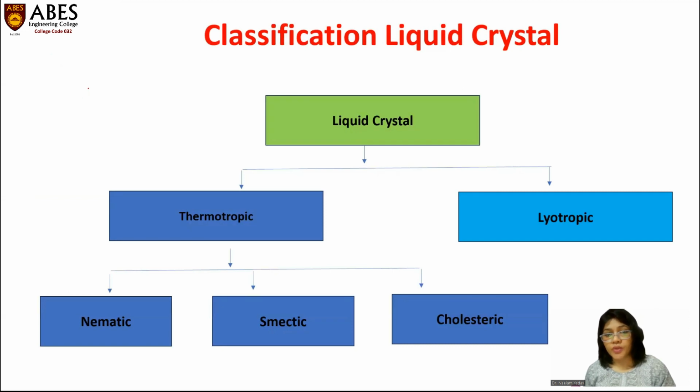Now, classification of liquid crystal: liquid crystals are classified into two forms, thermotropic liquid crystal and lyotropic liquid crystal. Further, the description of thermotropic liquid crystal is given as nematic liquid crystal, smectic liquid crystal, and cholesteric liquid crystals.